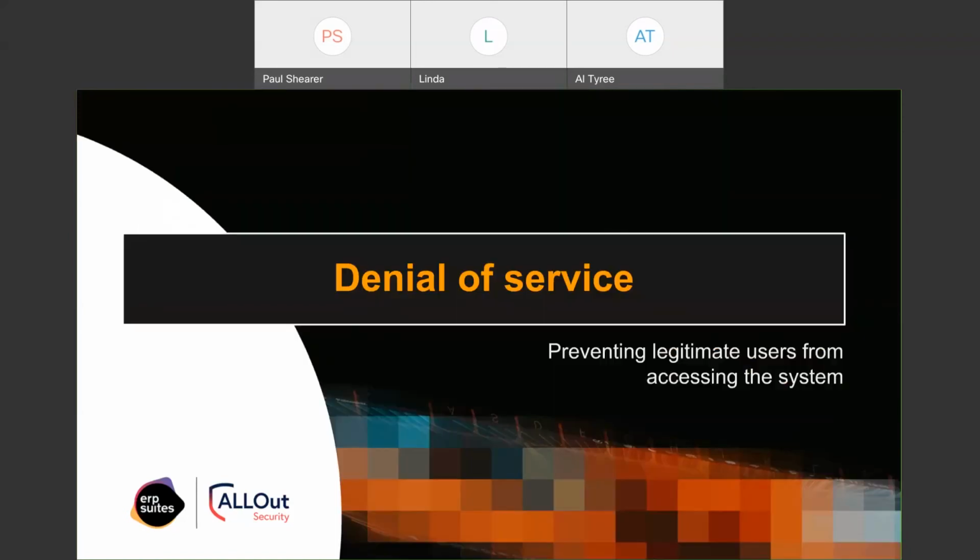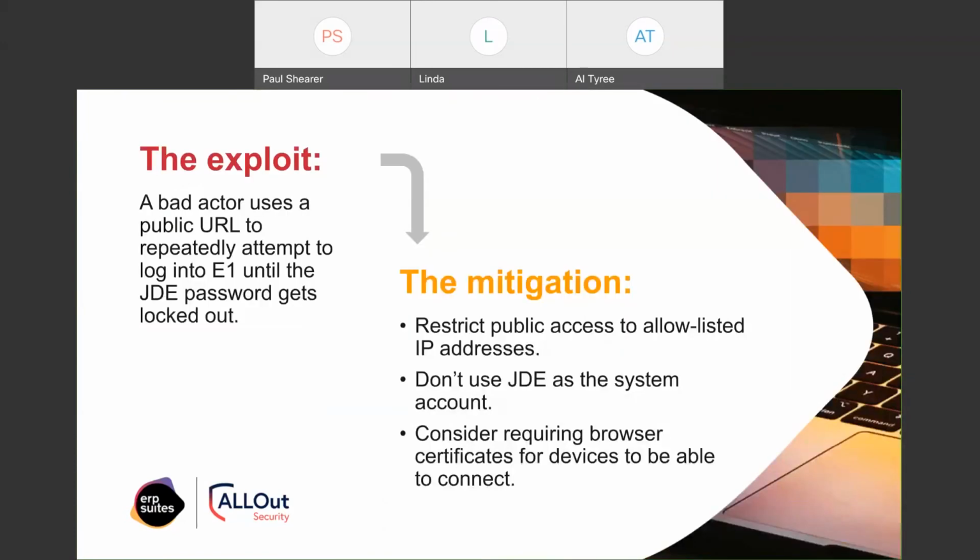So moving on to denial of service. And this is where legitimate users are prevented from accessing the system. So the scenario is a bad actor uses Google, uses Bing, finds the public URL for your system, and then they try to log in repeatedly with that JD Edwards user ID with the wrong password. So eventually JD Edwards locks out that system account, or the JD Edwards user ID. If you're using that as your system account, anyone else that's either relying on that for their backend user account, or if the JD Edwards services themselves are starting up as JDE, you basically just shut down your whole system.